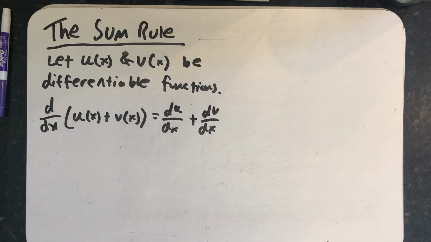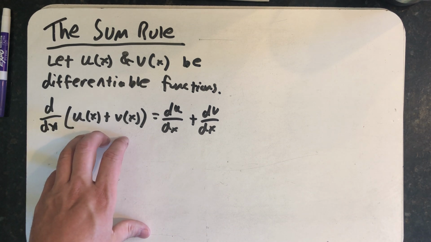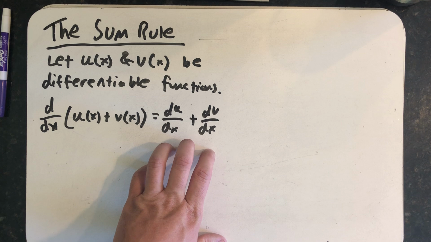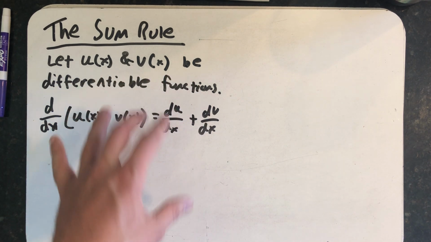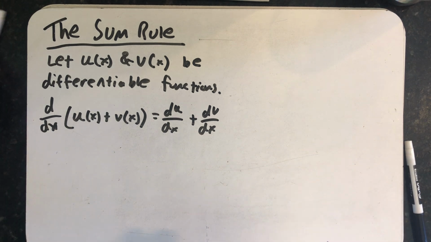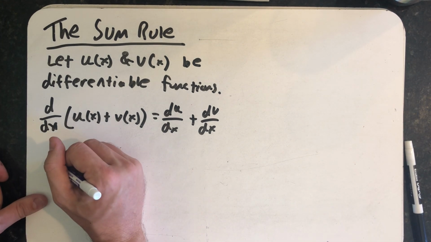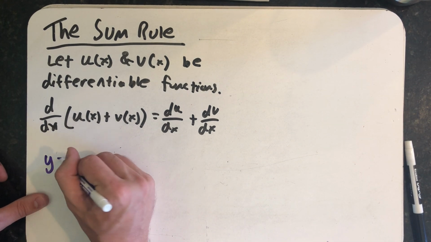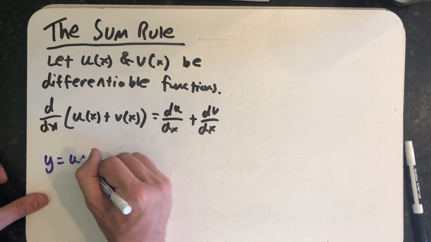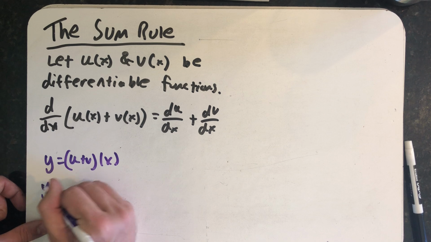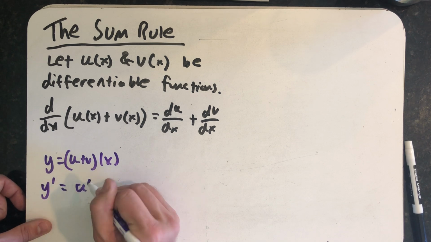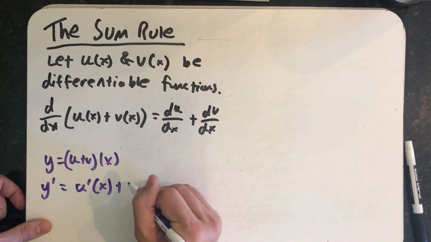The sum rule tells us that if I have two functions, u and v, both of which are differentiable, then the derivative of their sum is the sum of their derivatives. That's a very nice rule. This is probably the rule we would just make up if we were allowed to make things up. What we're really saying here is that if I have a function that is the sum of u and v, so u plus v of x, then y prime is the derivatives added together.